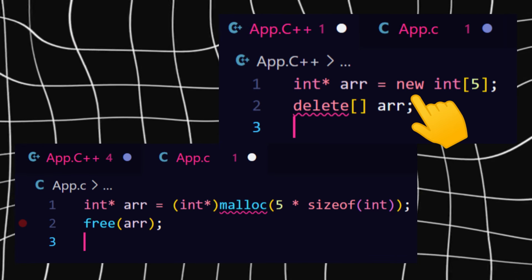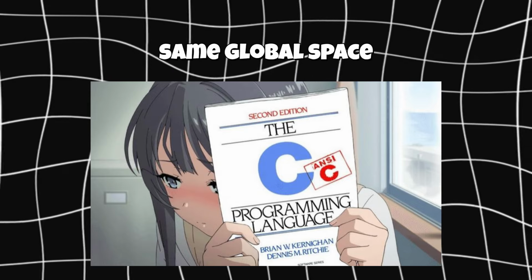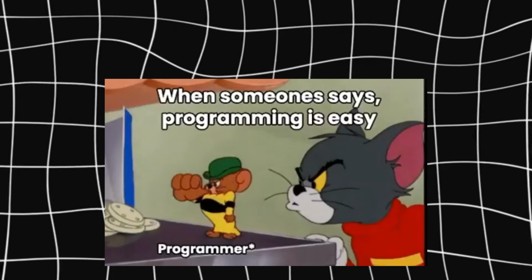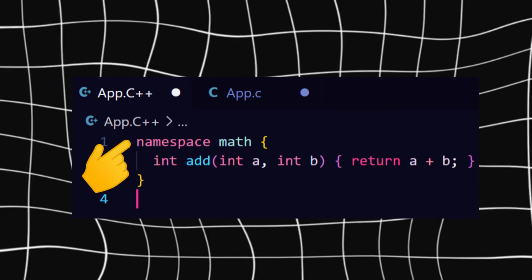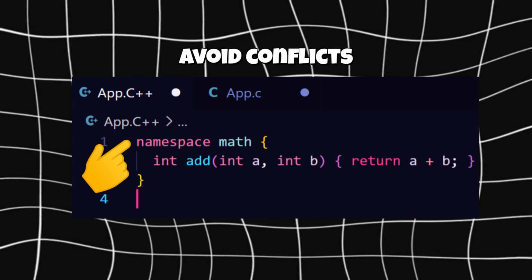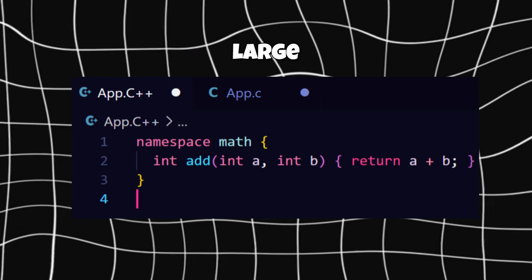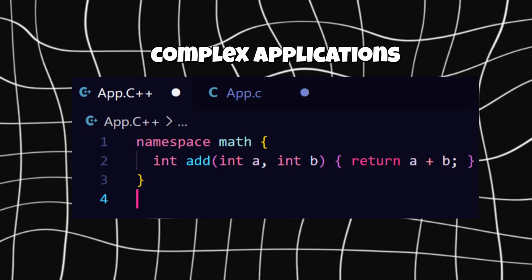Namespaces. C does not have namespaces, so all functions and variables are in the same global space. This can cause name conflicts in big projects. C++ uses namespaces to organize code and avoid conflicts. This is useful for larger and complex applications.